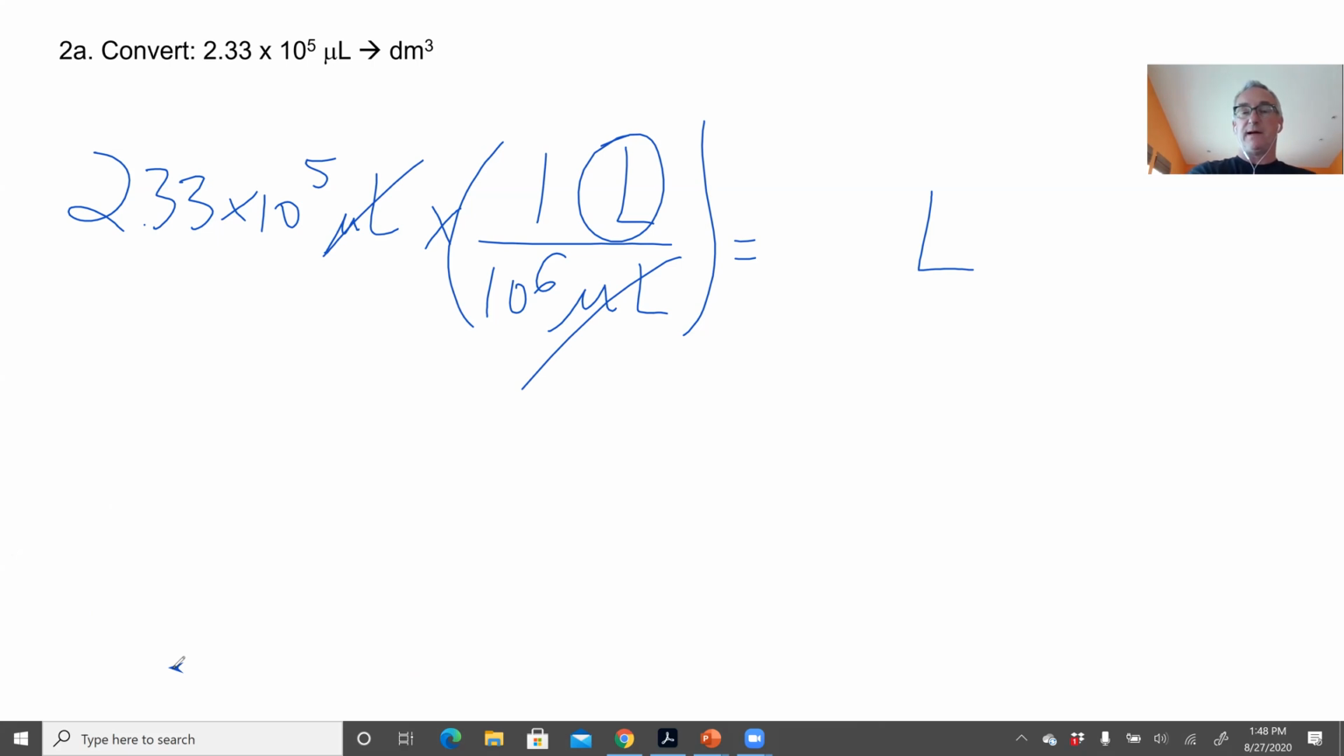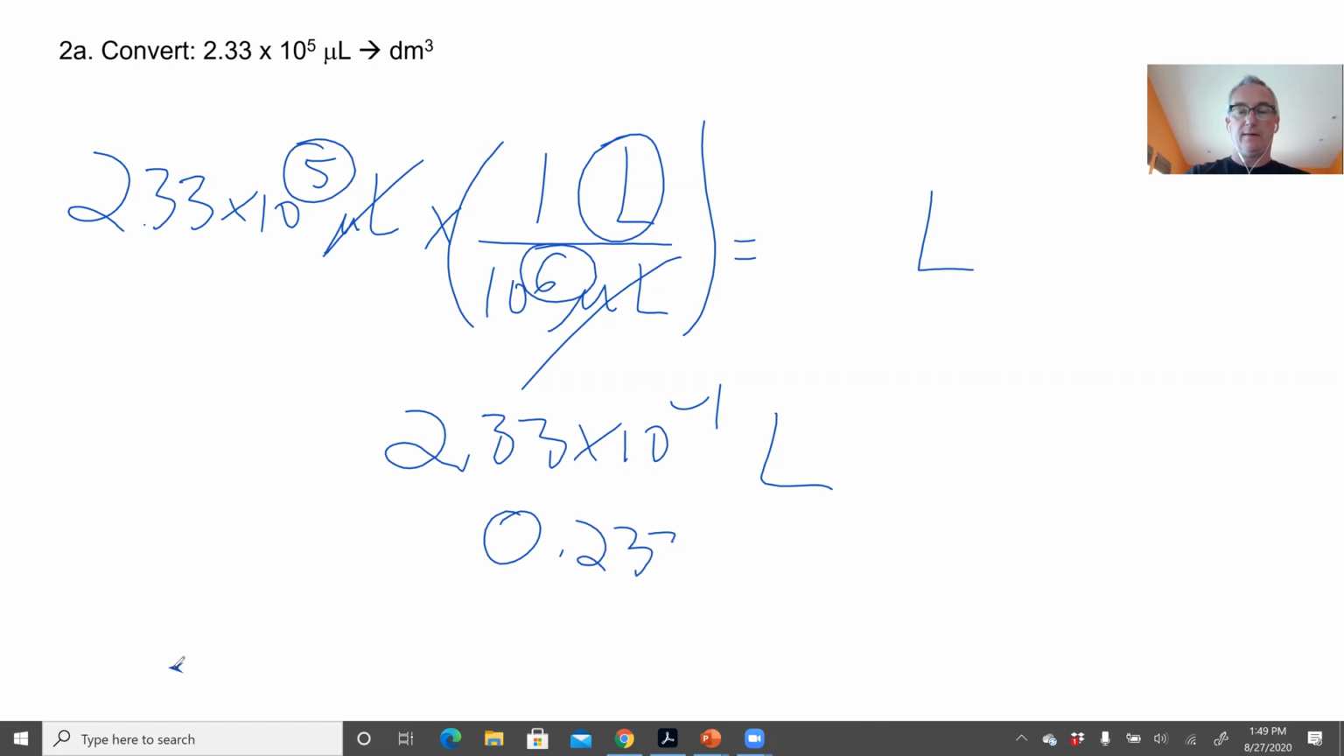Right. So since we're dividing 10 to the fifth by 10 to the sixth, we just subtract them, right? So we would get 2.33 times 10 to the minus 1 liters. And since it's 10 to the minus 1, we could also just write 0.233 liters. And since the unit we actually want is decimeters cubed, instead of liters, we could just substitute decimeters cubed.